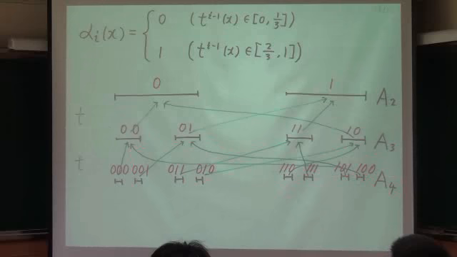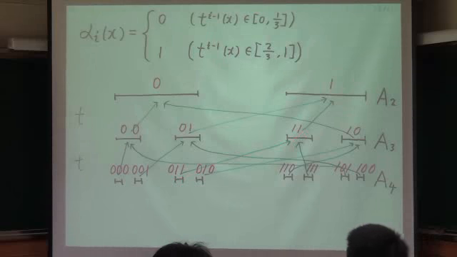So we see, for example, this part: the third number corresponding to x here is 1, because if we map x, Tx is here and T twice x is here, in the right half of the Cantor middle third set. So it is 1. So this is 1.